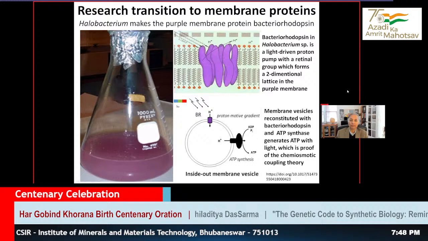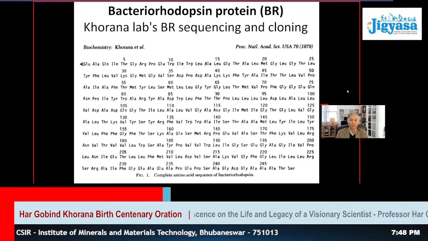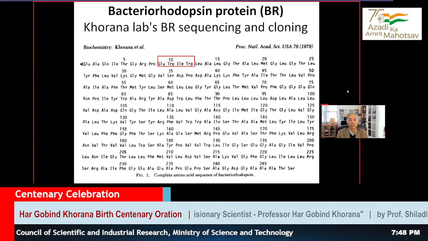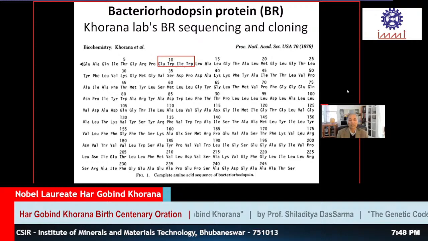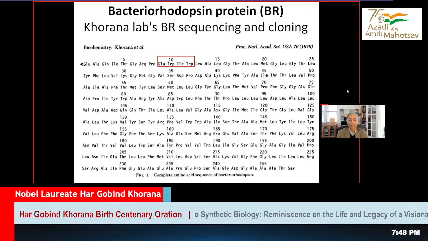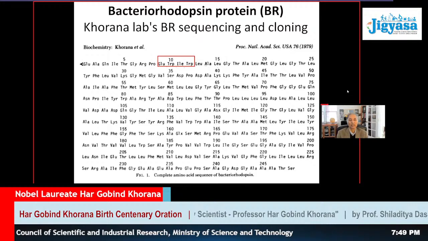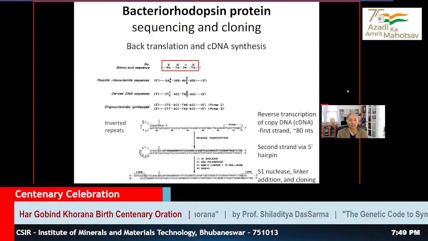So Professor Khorana's first achievement with bacteriorhodopsin was to sequence the protein. It's 248 amino acids. And he wanted to understand how this protein catalyzes the transport of the proton across the membrane. So he wanted to get a hold of the gene. He identified a 4 amino acid region, which based on the genetic code has the least redundancy. There are 2 tryptophans and a glutamic acid. The tryptophans are coded by a single codon, and glutamic acid is encoded by 2 codons.